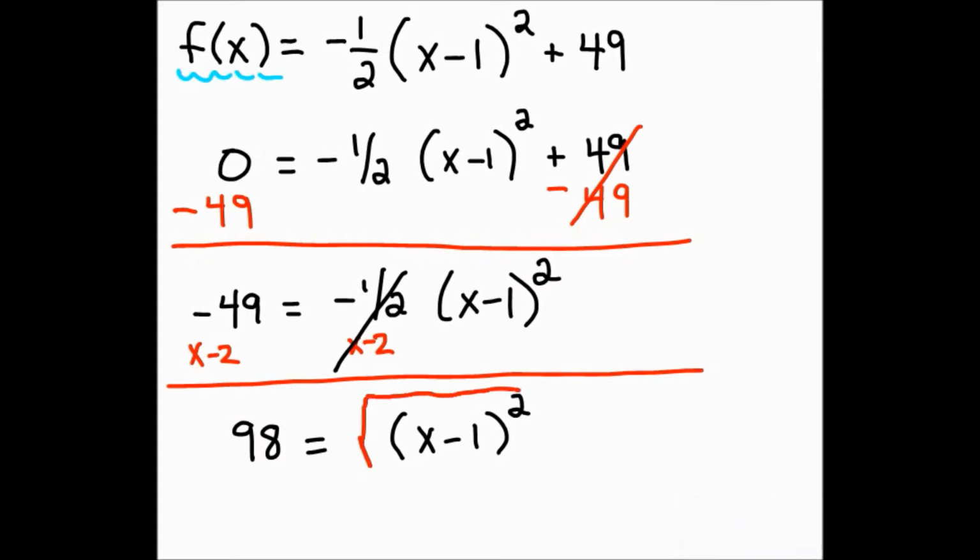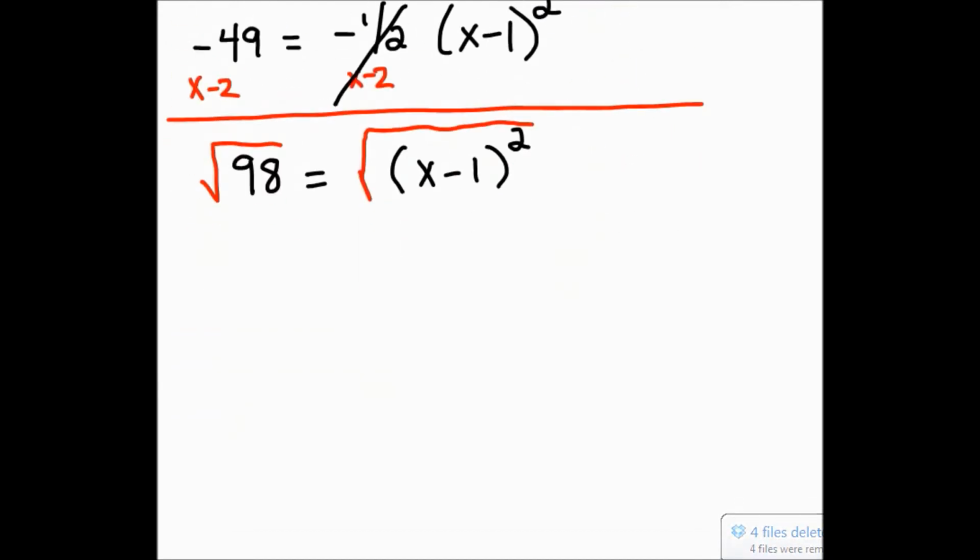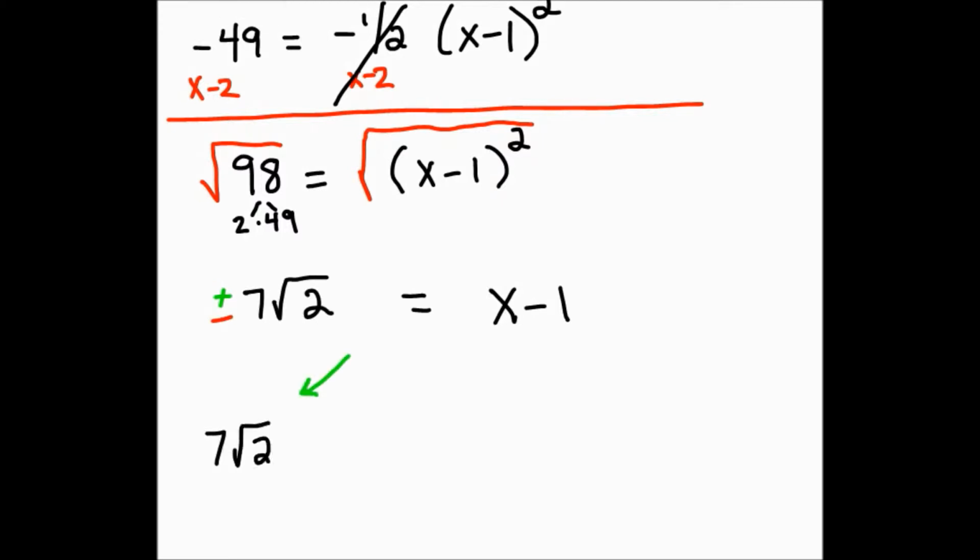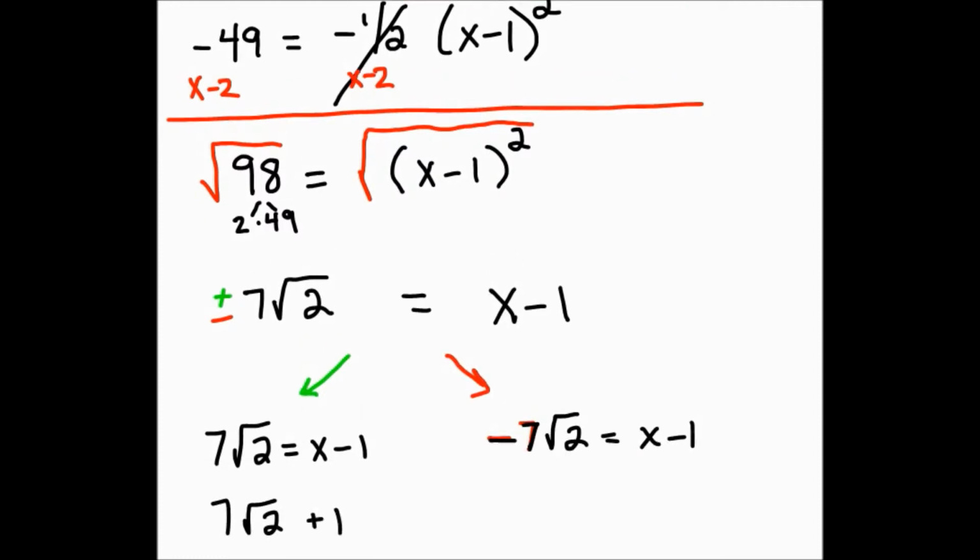No problem though. When I take the square root of 98, I'm going to get two answers, a positive and a negative, and 98 is 2 times 49. So plus and minus 7 square roots of 2. I write my positive answer and my negative answer and add 1 to each side. So my two zeros are 7 square roots of 2 plus 1 and negative 7 square roots of 2 plus 1.